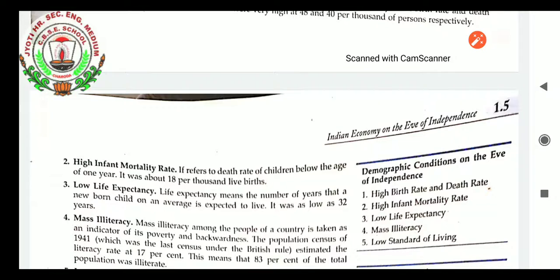High infant mortality means the deaths of children who are below the age of 1 year, and basically that is just because they did not have a nutritional diet before the birth, at the time of birth or after the birth.